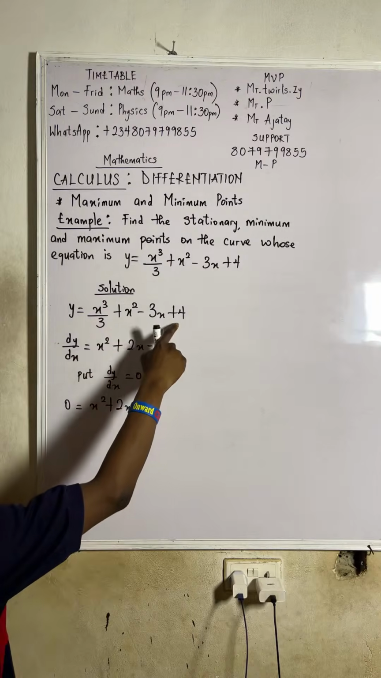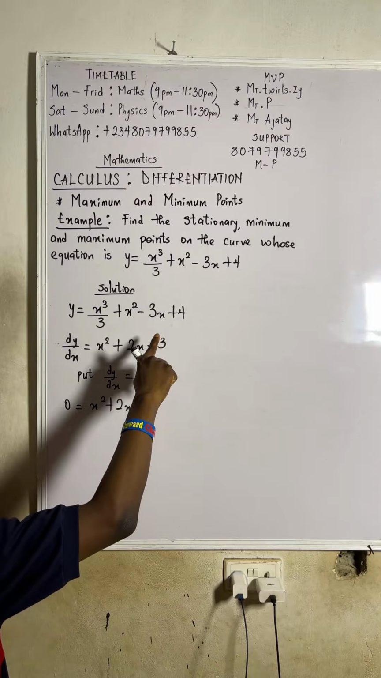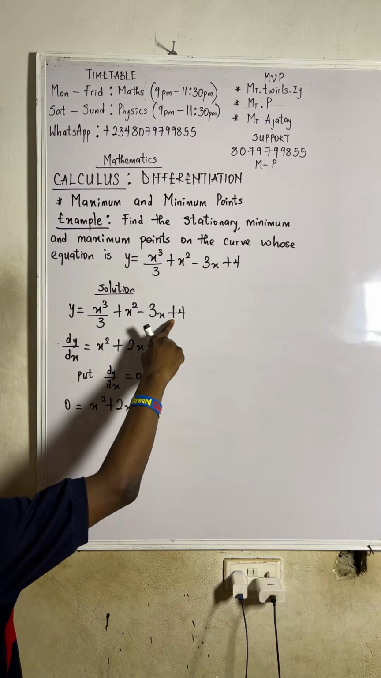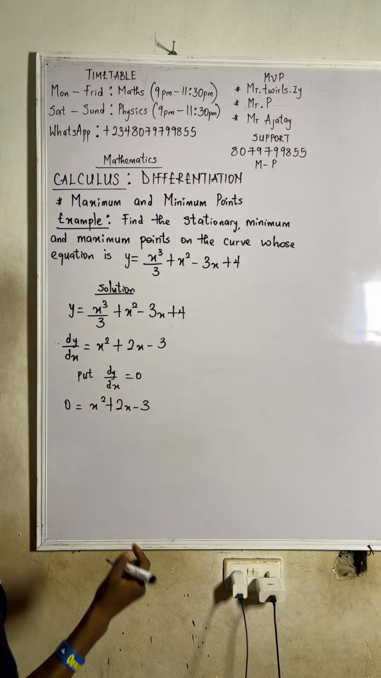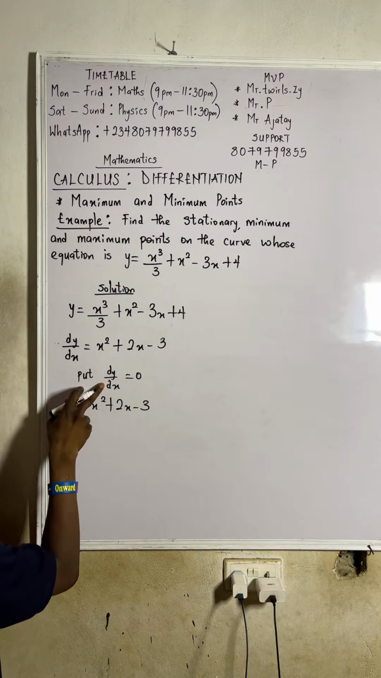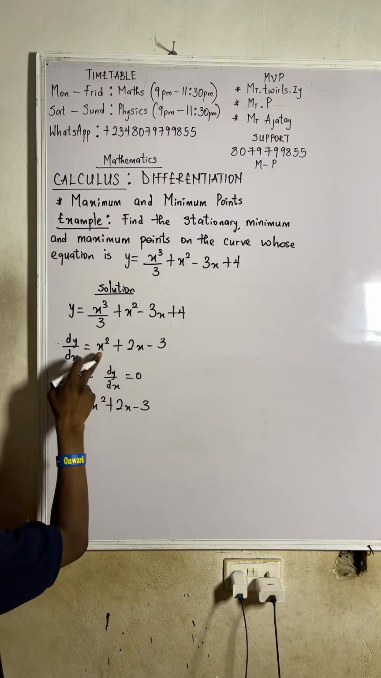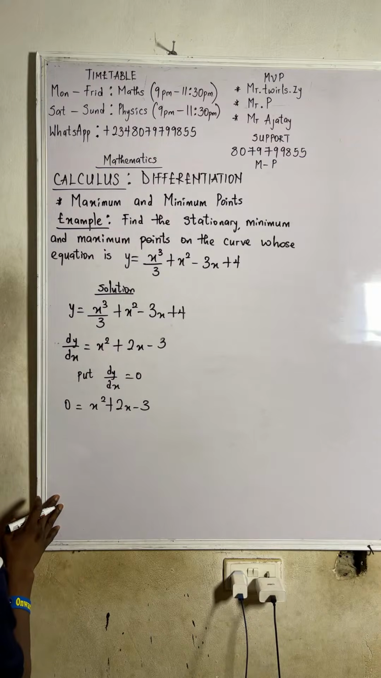The last one called 4. When you differentiate a constant, it gives you 0. Do you get it? Rodiat, when you differentiate a constant, it gives you 0. When you differentiate 4, which is a constant, it gives you what? 0. So the next thing is to put your dy dx as 0. This will now be 0 equals to x squared plus 2x minus 3. Alright. Joy Rose, what's your question?